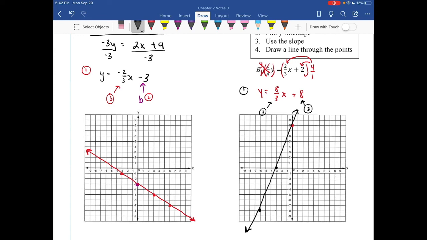So always just check at the very end. If your slope is positive, make sure that the slope rises from left to right. If the slope is negative, make sure it's falling from left to right.